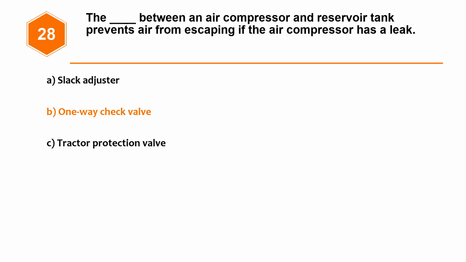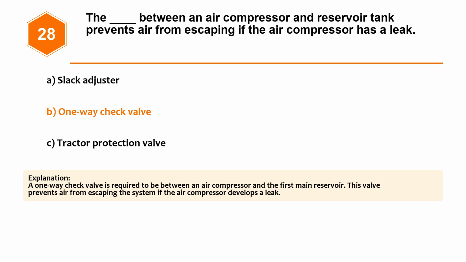The correct answer is option B, one-way check valve. Explanation. A one-way check valve is required to be between an air compressor and the first main reservoir. This valve prevents air from escaping the system if the air compressor develops a leak.